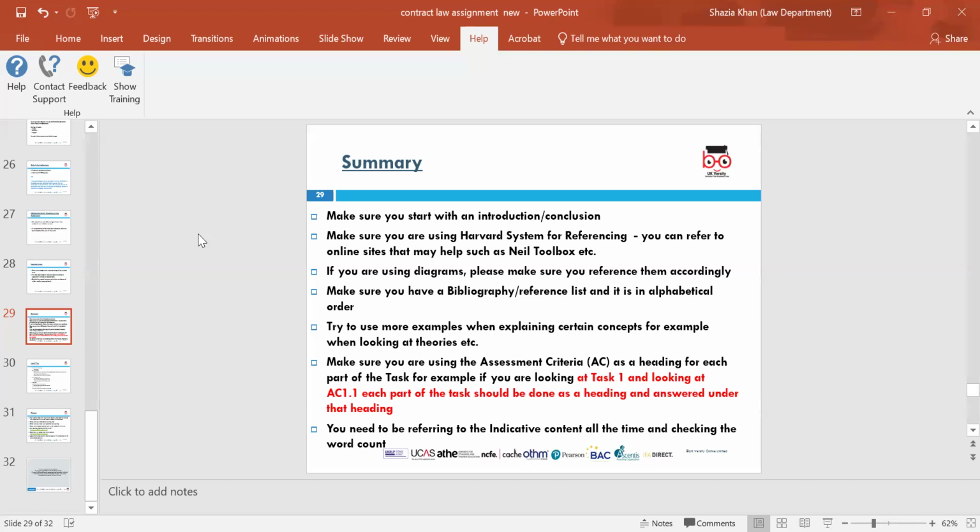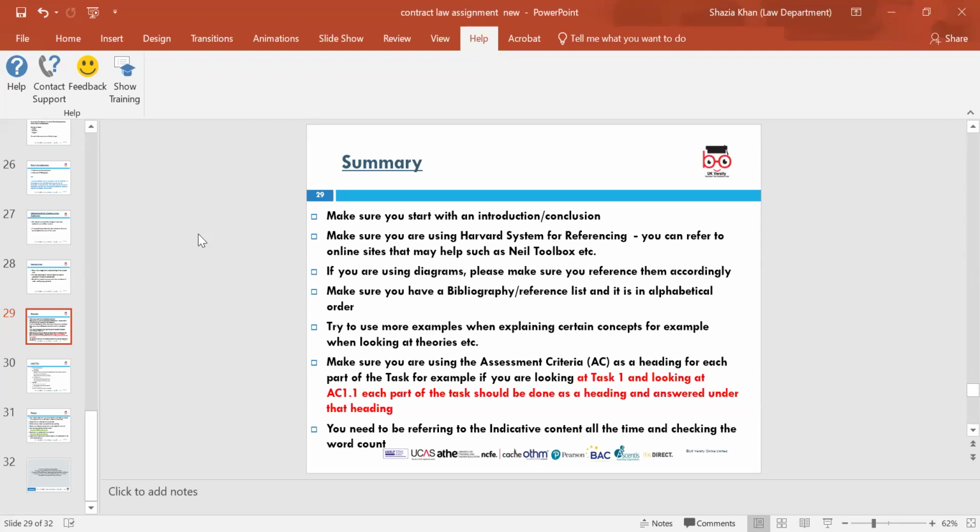If you are using diagrams, if it asks you for comparison and you are using diagrams, make sure you reference them accordingly, so that it's clear where you've taken the sources from. Again, make sure you have a bibliography, a reference list, and that it's in alphabetical order. Make sure you are referencing throughout your work as well, so it would be the author and then the year.